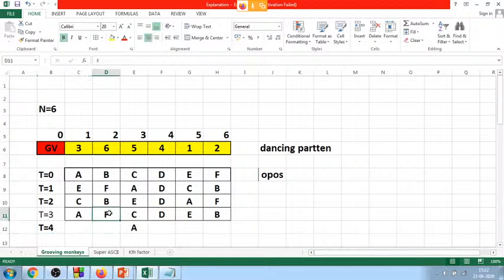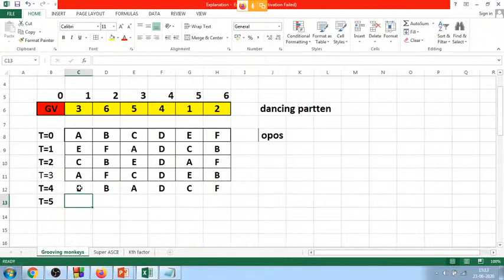Now we can go ahead and this F moves to sixth position. I'll go a little faster. C moves to fifth position. There are no changes. E moves to first position. B moves to second position. Same way at the fifth second, E moves to third position. B moves to sixth position. A moves to fifth position.